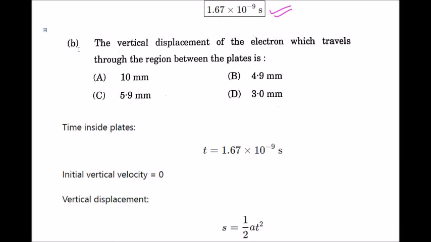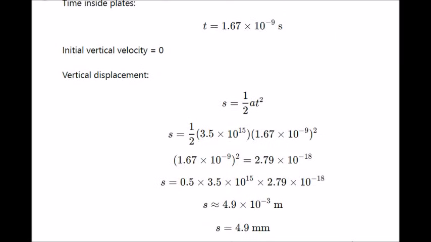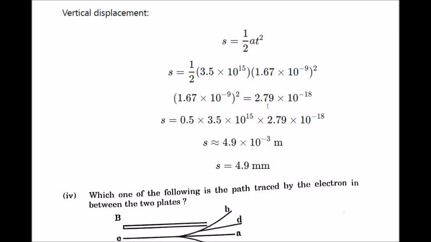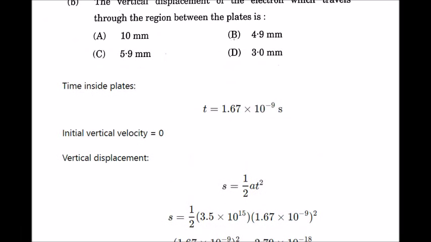And the vertical displacement of the electron which travels through the region between the plates is, that is, s equals half a t square. You will find s is equal to 4.9 millimeter. The answer is B.